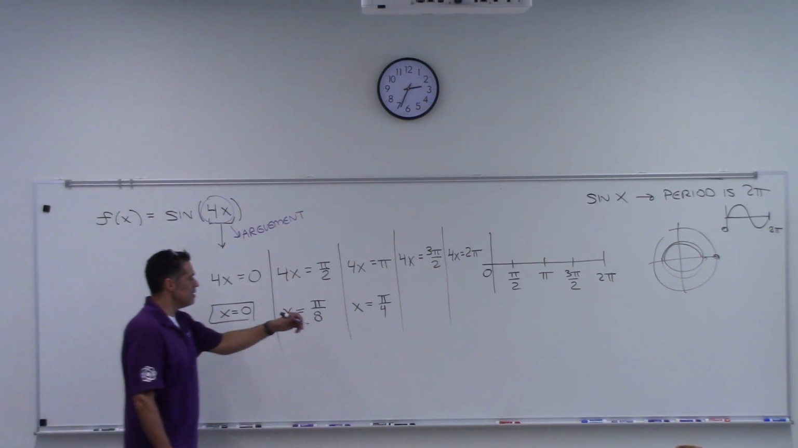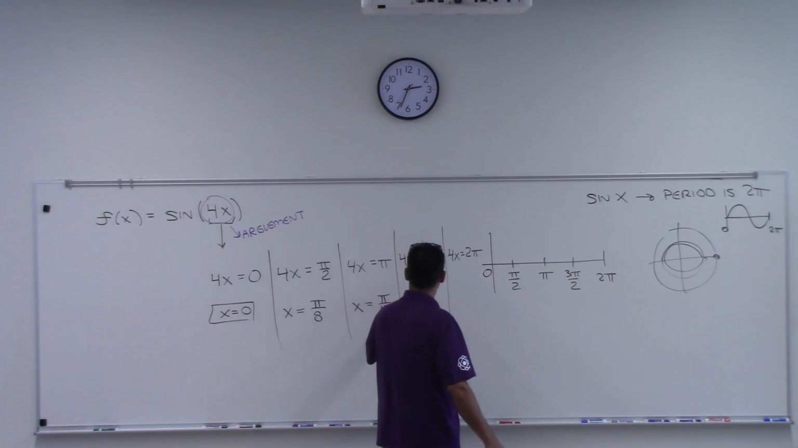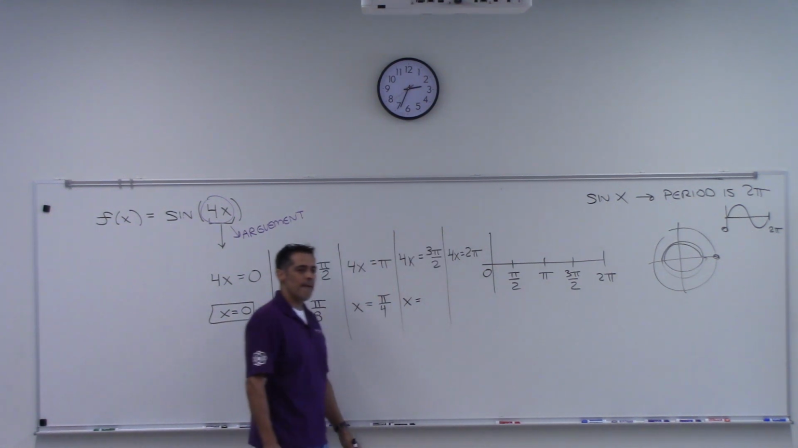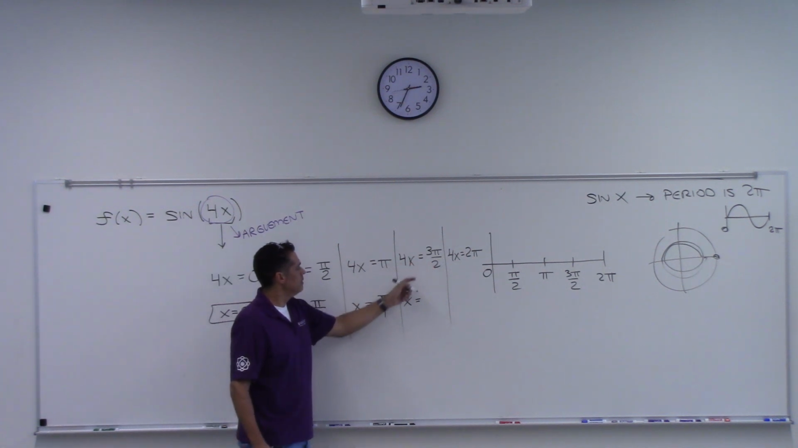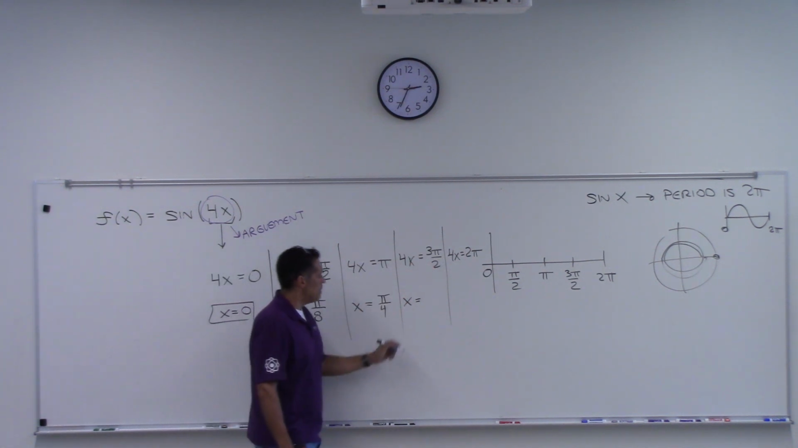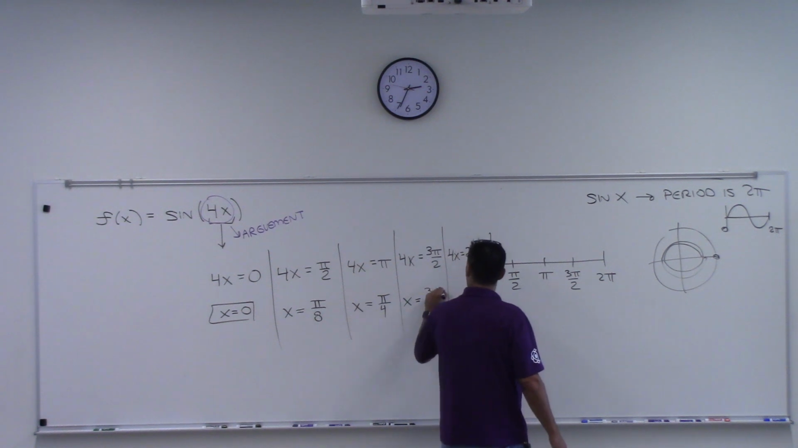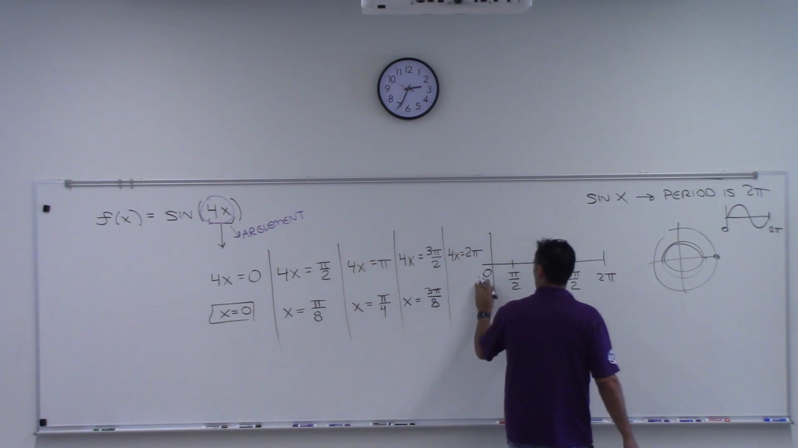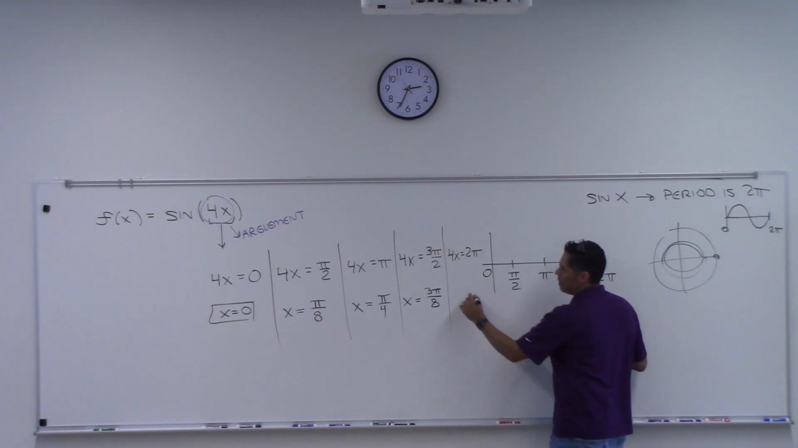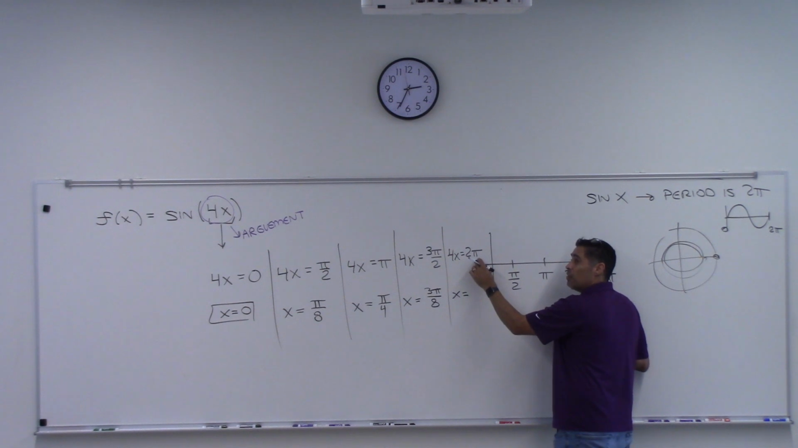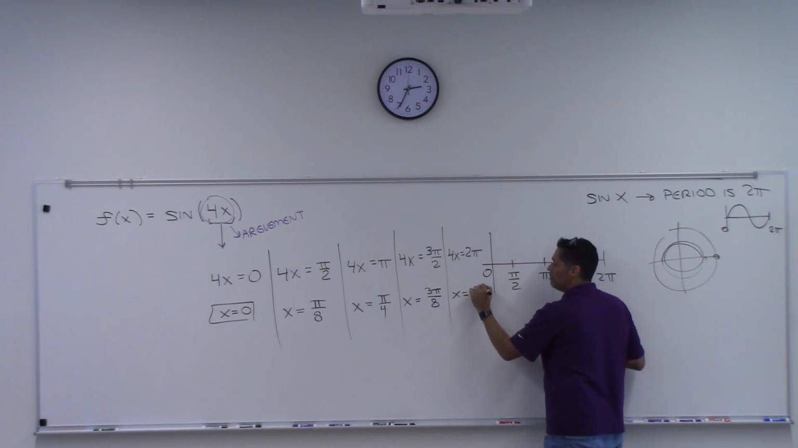Second to last one, you get x is... what happens if you divide both sides by 4 here? 3 pi over 8. And lastly, we divide that one by 4, and what do you get? X is 2 pi over 4, so just pi over 2.